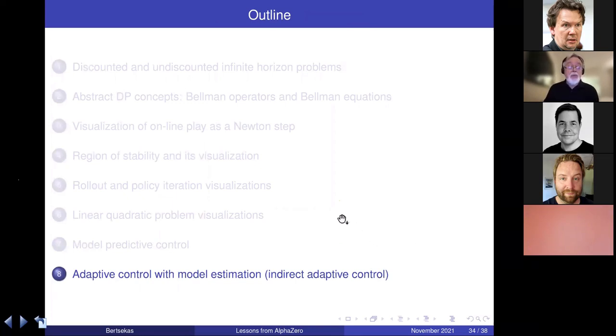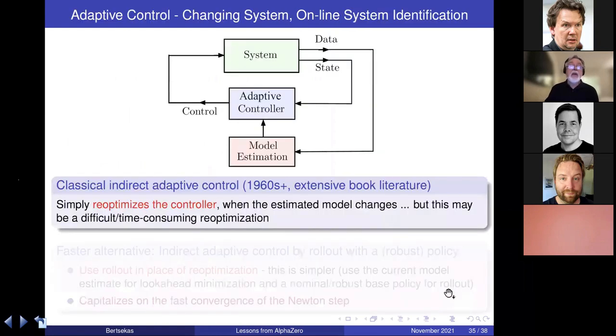So now let me go into adaptive control with model estimation, what's called indirect adaptive control. It combines model identification and adaptation of control in response. So what we have here is a system that's changing over time. Its model is changing over time. Data is collected from this system, and we run a model estimation, system identification algorithm, the results of which are passed into an adaptive controller who makes proper adaptations. And the indirect adaptive control viewpoint is to re-optimize the controller when the estimated model changes.